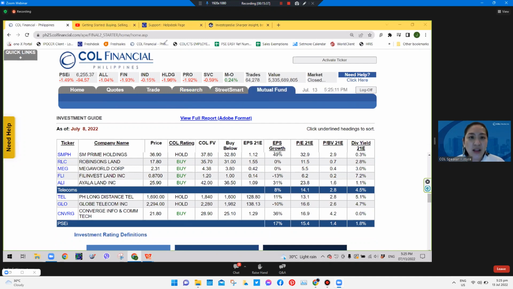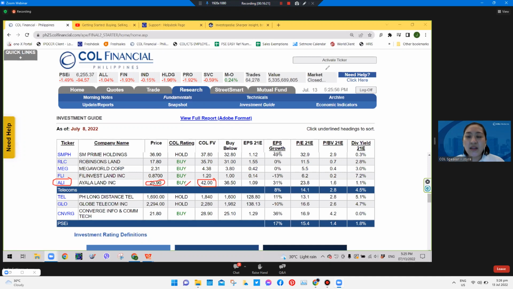So let me just highlight this for everyone. Okay. So let me just annotate here. So here is Ayala Land. Okay. With a fair value of 42 pesos. So we think, analysts think that Ayala Land should be worth 42 pesos per share. It's currently doing at 25.90. Okay, so that's actually very cheap for this company. So that is why our recommendation here is a buy. Okay, so that's good. It has an EPS growth of 31%. That's really good as well. And a dividend yield of 1.1%.